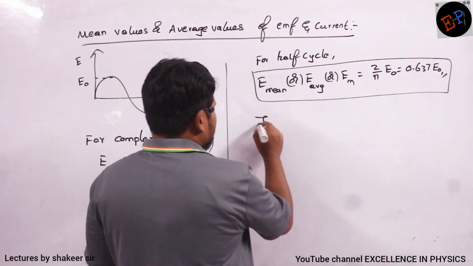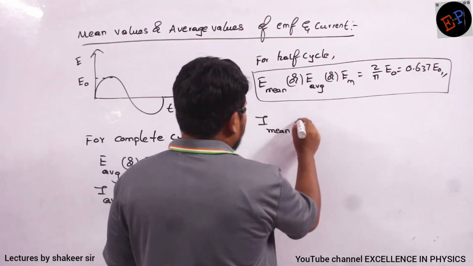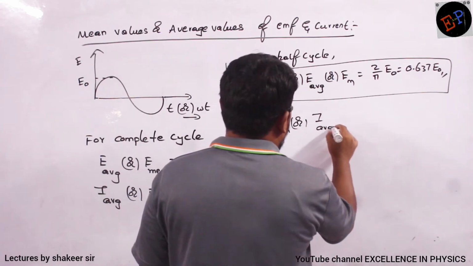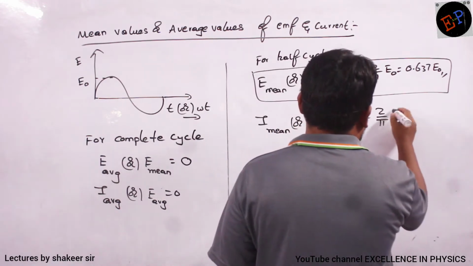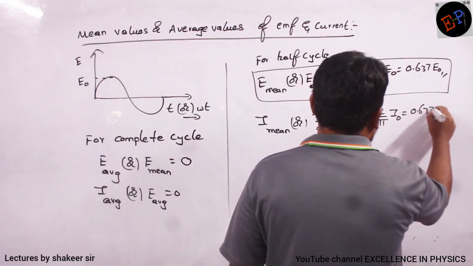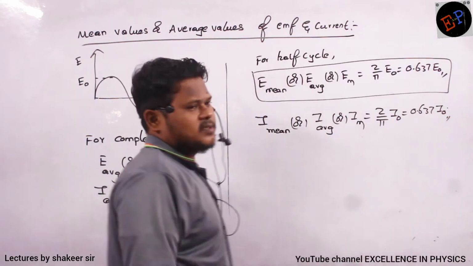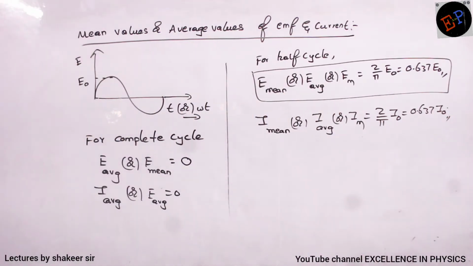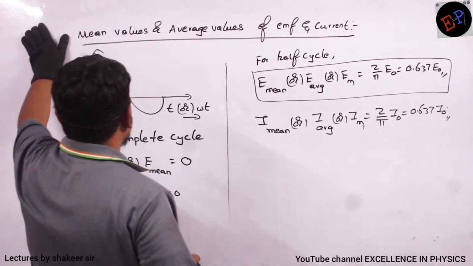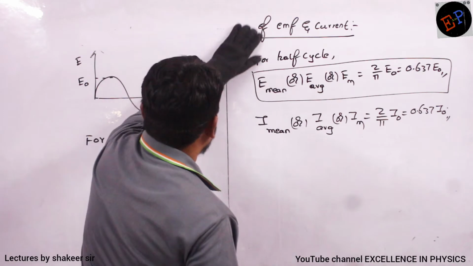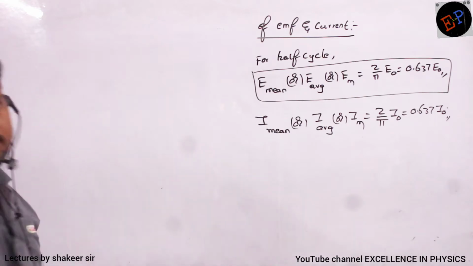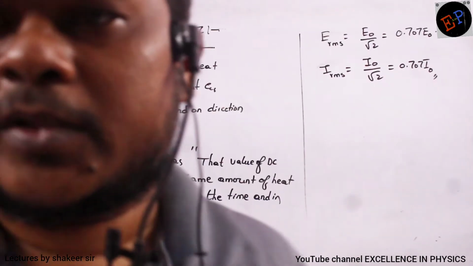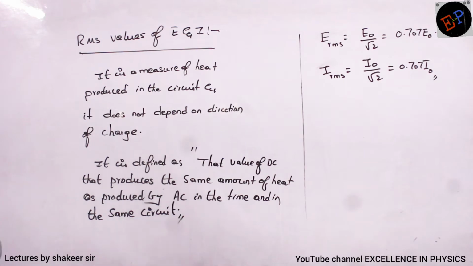Similarly, I can write current also. I mean or I average or just IM is equal to 2/π times of I naught, which is equal to 0.637 times of I naught. That is our answer. Clear, ma? So next we study about RMS value. Okay. So average value we have studied. Now we are studying about RMS value.